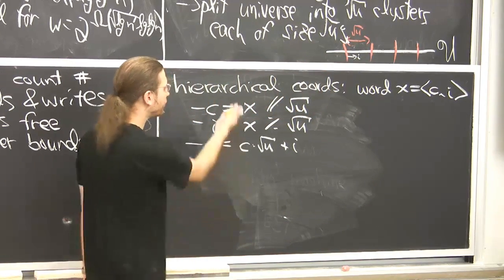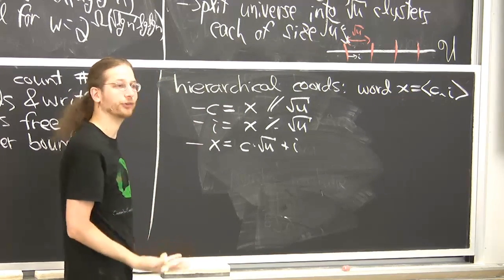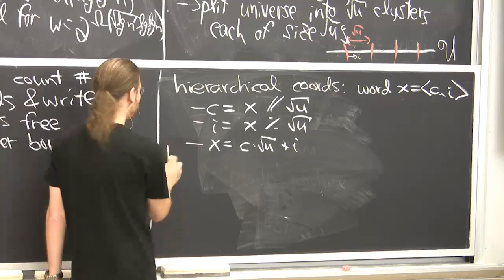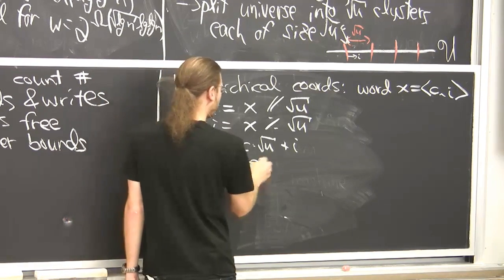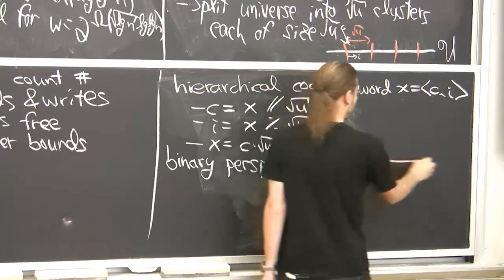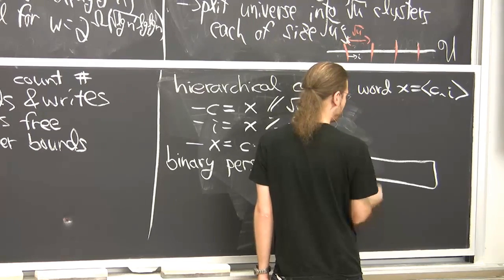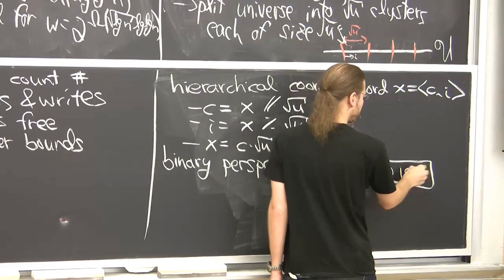In fact, it's much easier than this. You don't even have to do division if you think of everything in binary, which computers tend to do. So the binary perspective is that x is a word, so it's a bunch of bits. Right? 0, 1, 1, 0, 1, 0, 0, 1, whatever.